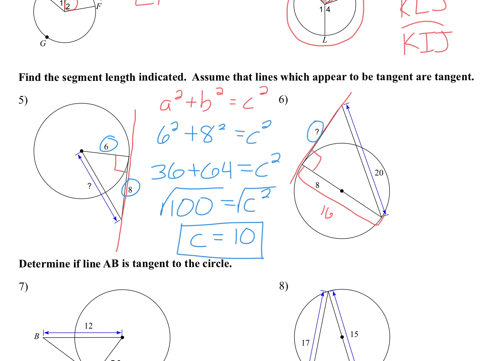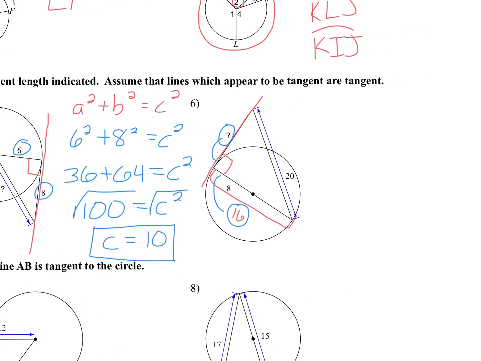The question mark and the 16 go together. Why? Yep, because they're connected to that right angle. Okay, so we're going to use the same formula. It'll look a little different. We have a squared plus b squared equals c squared. Plug in what you circled to a and b. So we have x squared plus 16 squared equals 20 squared.